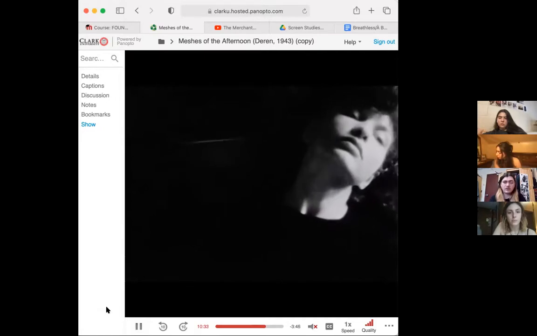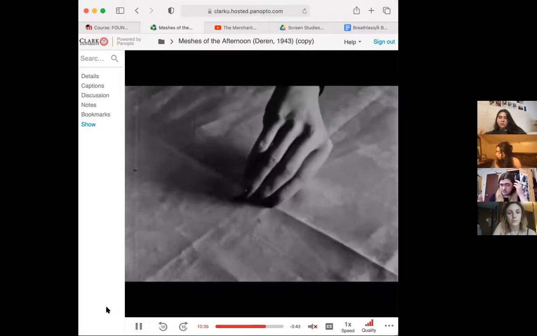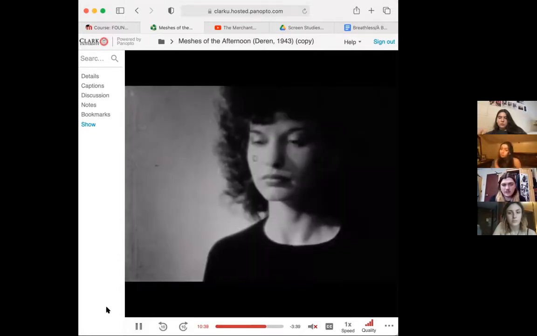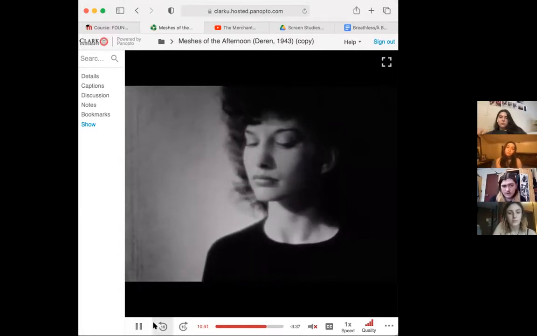There's only one person, but it swings from one of the women to the other, and it appears as though they're in the same shot. And I think that's an interesting use of the editing.